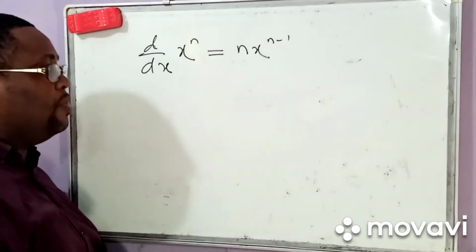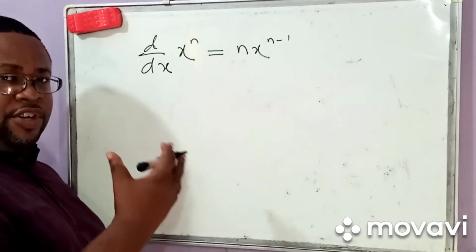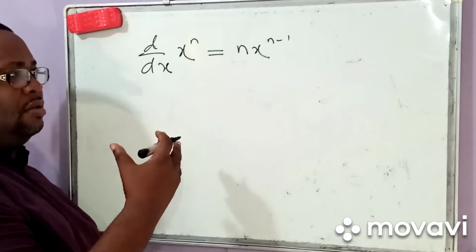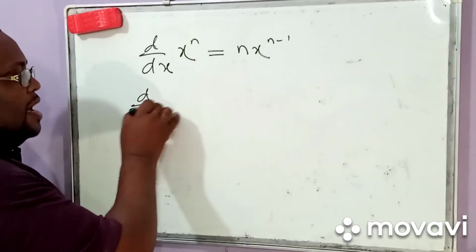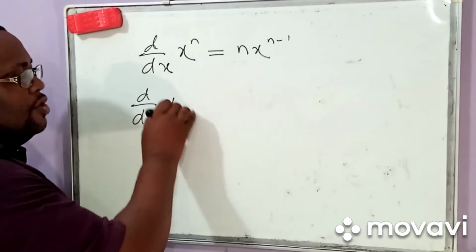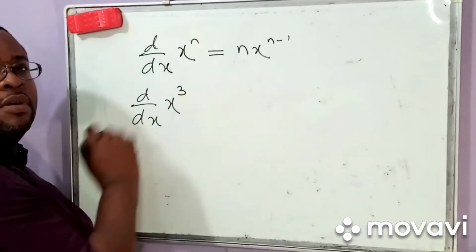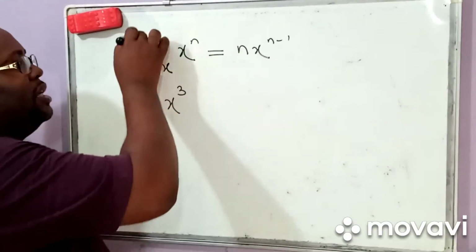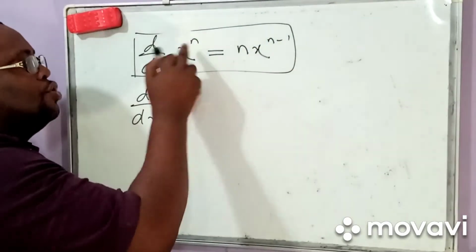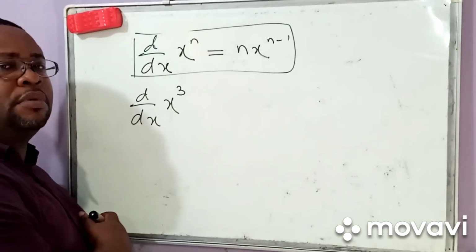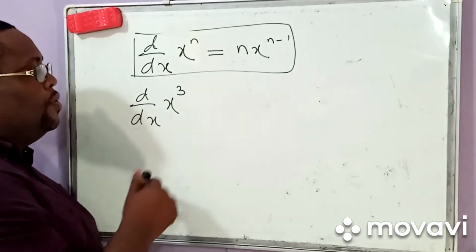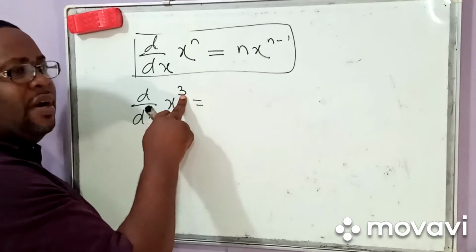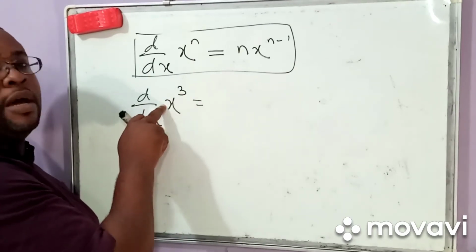Exactly what are we saying? When you differentiate a power function, let's assume that you have been asked to differentiate, we can just say x cubed. Now for you to differentiate this, the only thing this rule is trying to say is that you should take the power and bring it down. Now when you do that, the power here is 3. You bring it down here.